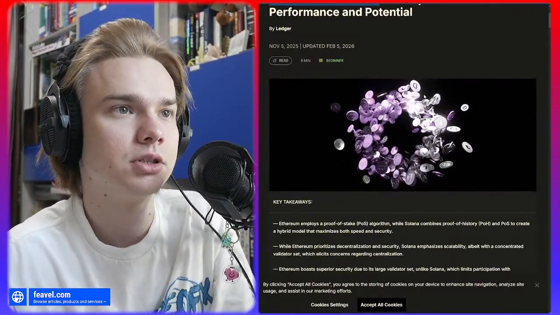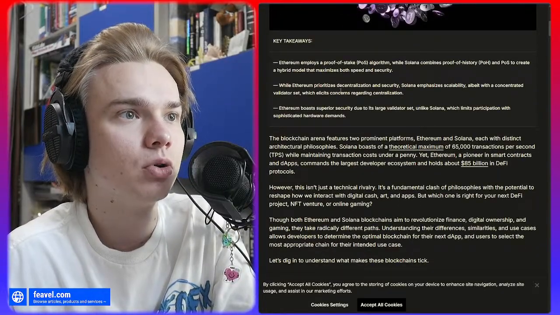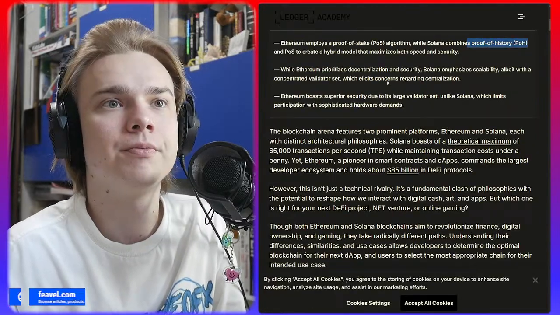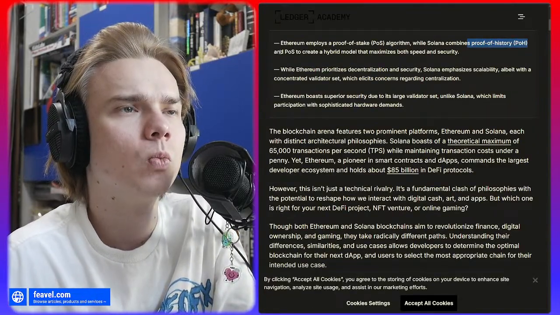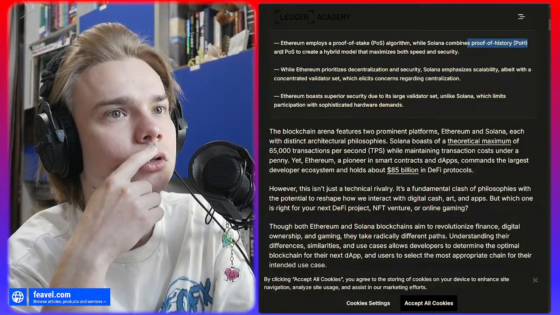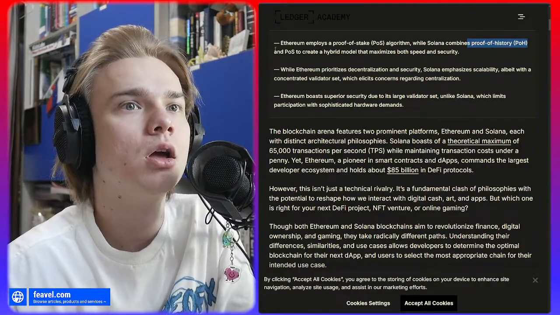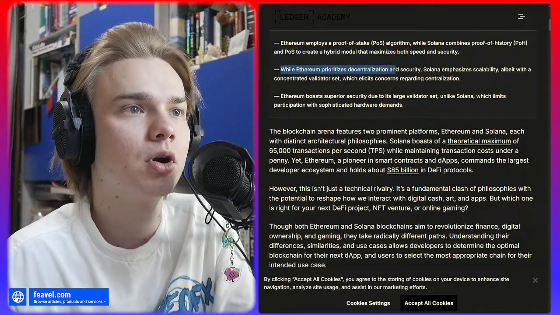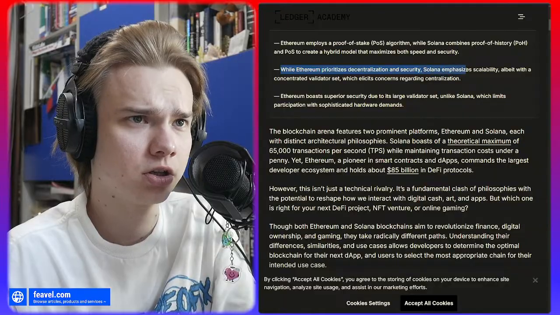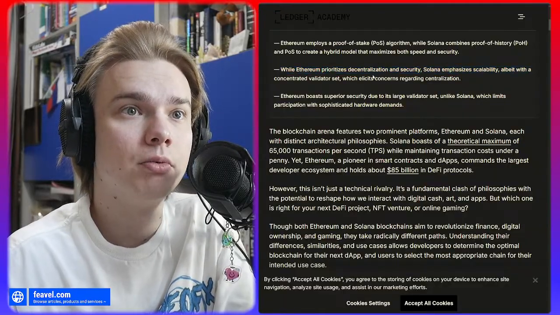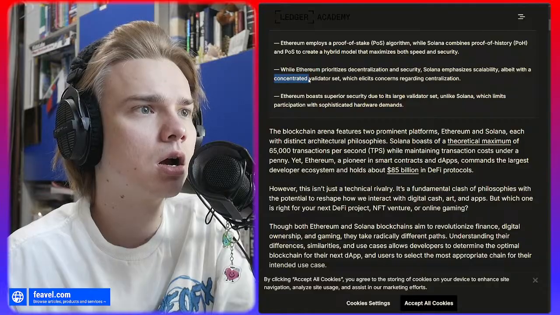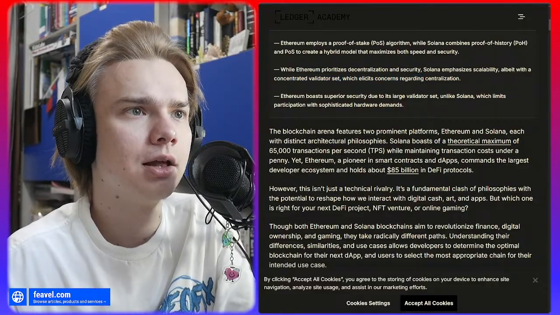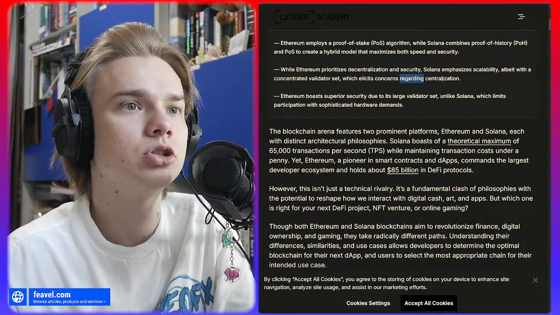Comparative guide to performance and potential. So Ethereum employs a proof of stake (POS) algorithm, while Solana combines proof of history and POS to create a hybrid that maximizes both speed and security. While Ethereum prioritizes decentralization and security, Solana emphasizes scalability, albeit with a concentrated validator set, which elicits concerns regarding centralization.